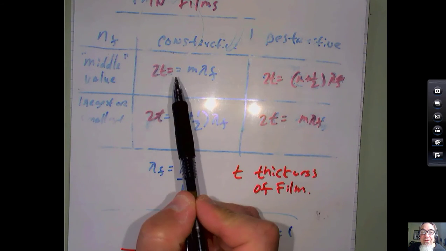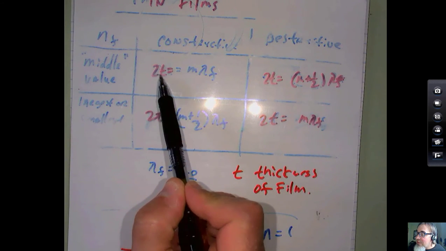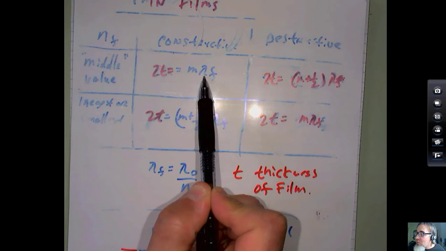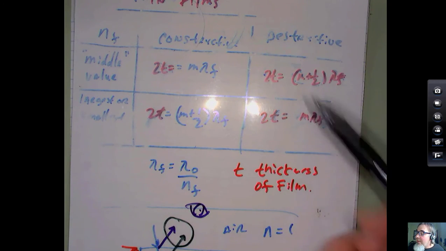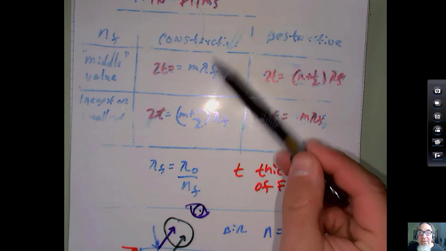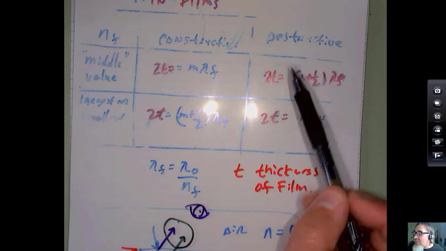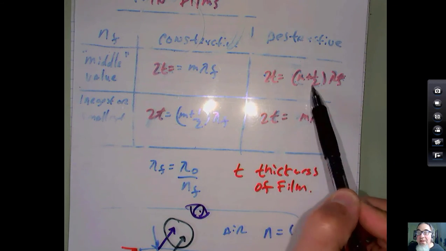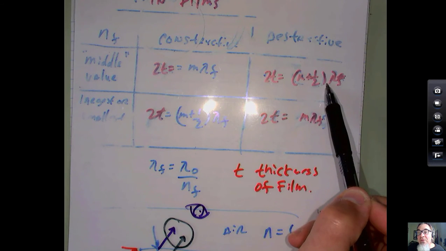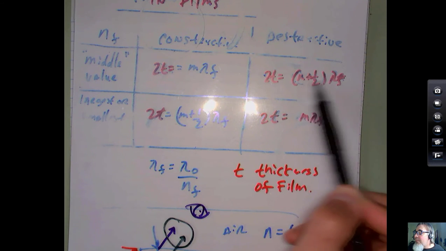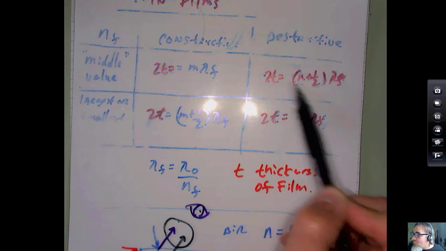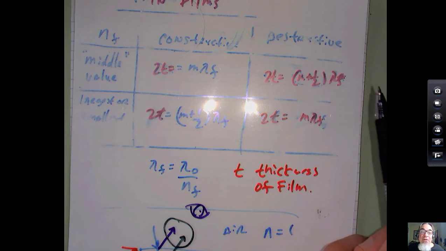For constructive interference, we have 2t is equal to m times the wavelength in the film. That's if you see it, constructive interference. For destructive interference, this would be 2t is equal to m plus 1/2 wavelength in the film. So this path difference is half of a wavelength, and that will give us destructive interference.